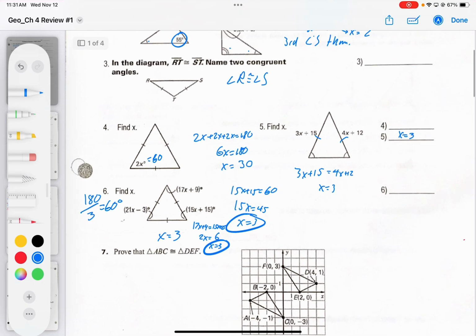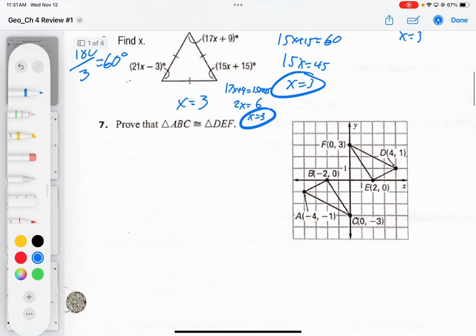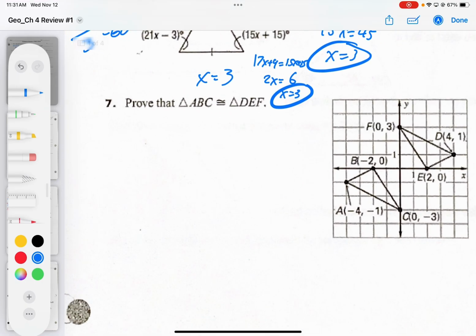Okay? All right. 7 says prove those triangles are congruent. What am I going to have to do to prove those triangles congruent? Distance formula? How many times? 6 times. That's a lot. Sure is. So if you do distance formula 6 times, you come up with a distance for each one of the sides, and then you're checking to see that each pair is congruent. And once that's the case, then you can say that the triangles are congruent to each other. Even though it says prove, you don't have to write a 2-column proof for that. You just have to do distance formula a bunch of times.